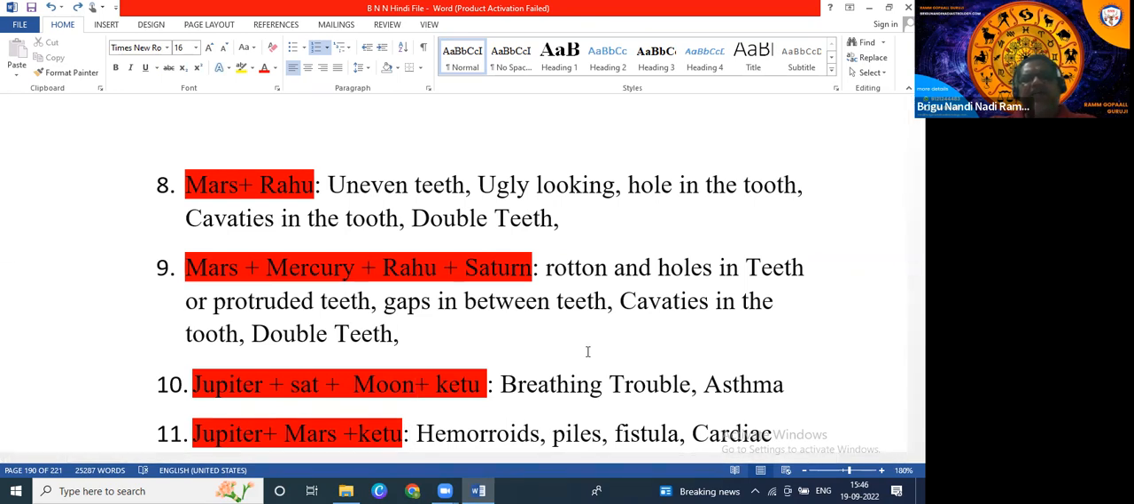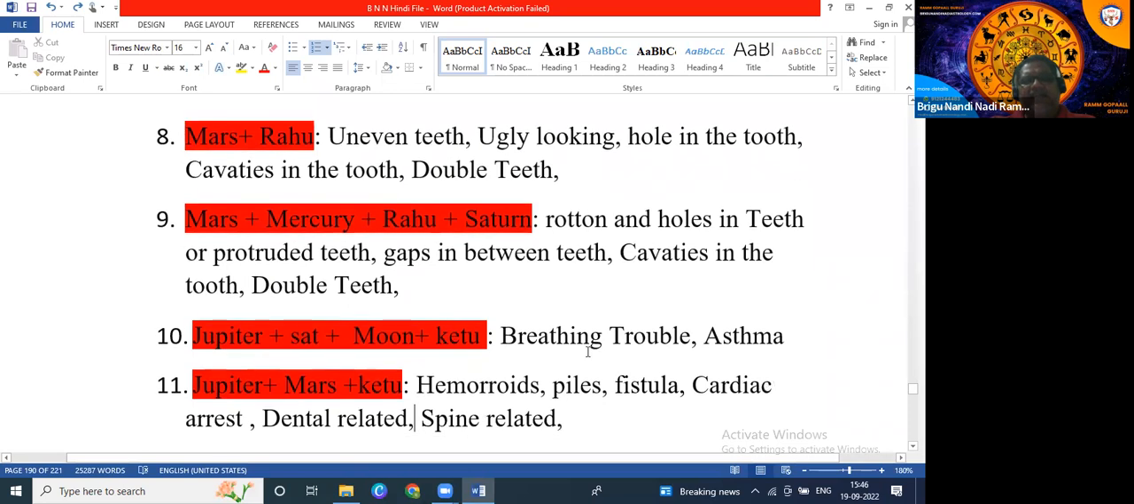Jupiter and Saturn, and Moon and Ketu are kapha related, so breathing related, asthma, asthmatic. And Jupiter, Mars, Ketu: hemorrhoids, piles, fistula, cardiac arrest, dental related, spine related. So Mars is dental, that we have discussed, and Mars is spine, and Mars is blood and heart.